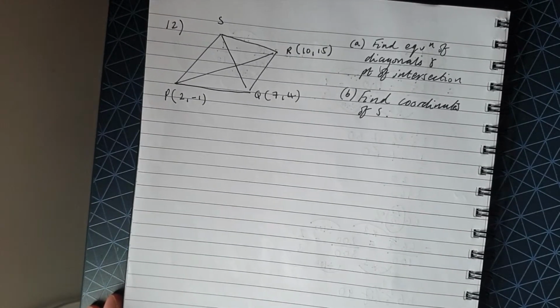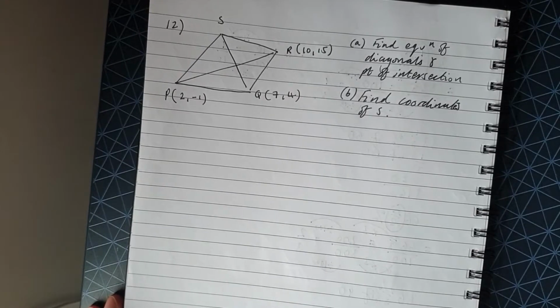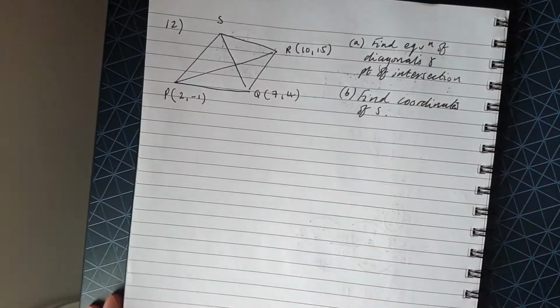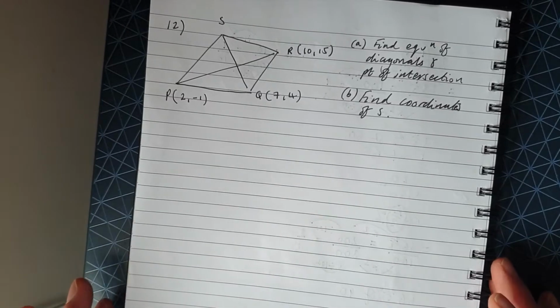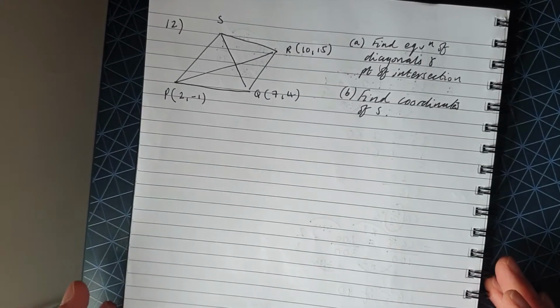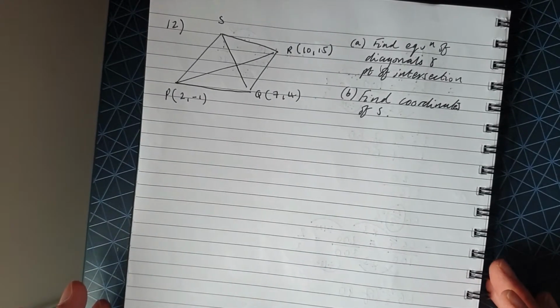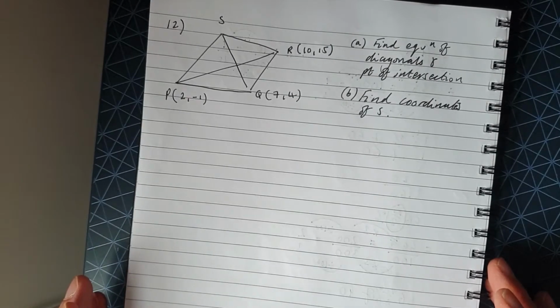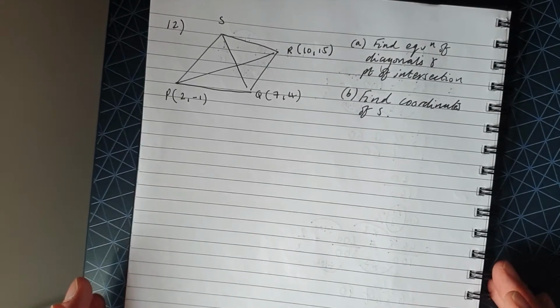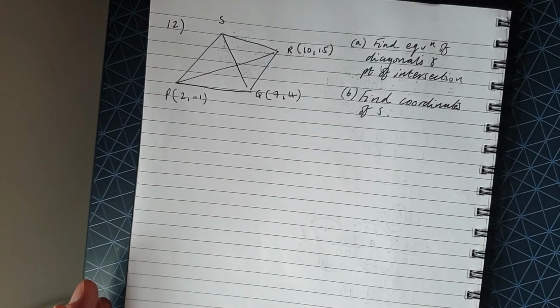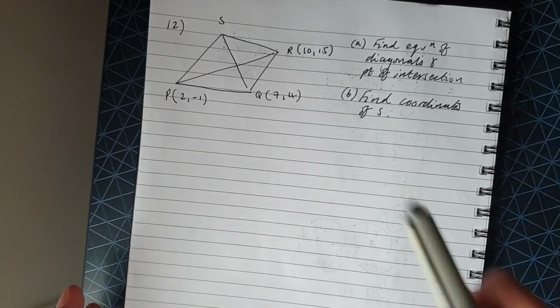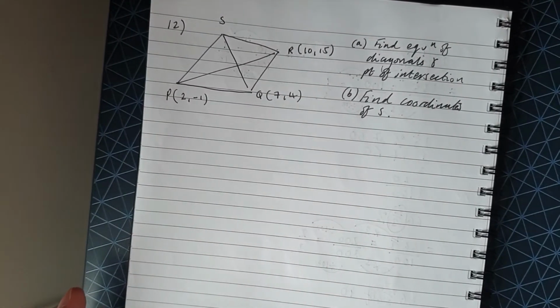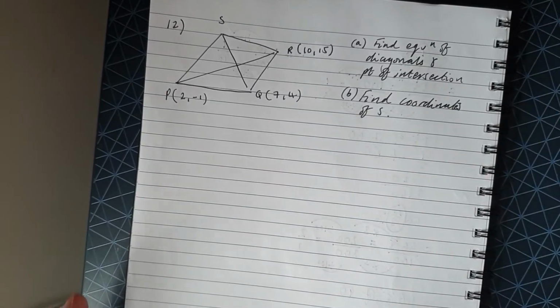Okay, just a quick video on this question. So I've made a rough sketch of question 12. This is from the Equations of Line 1 worksheet, which I posted yesterday and the day before. First thing we've got to do is find the equation of the diagonals, and we've got to find the point of intersection of the diagonals as well. We've got a diagram, which is ideal, so we can see where everything is.